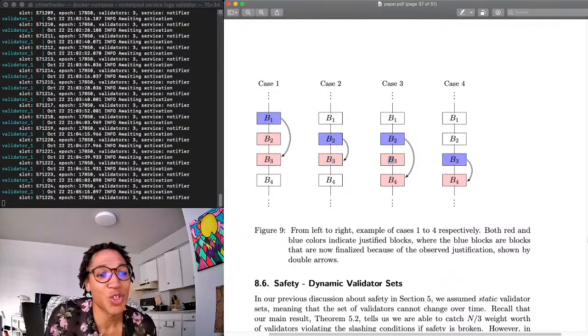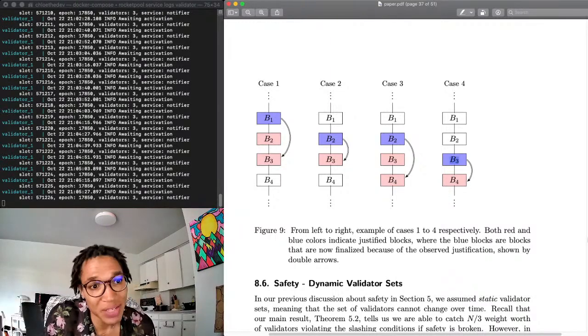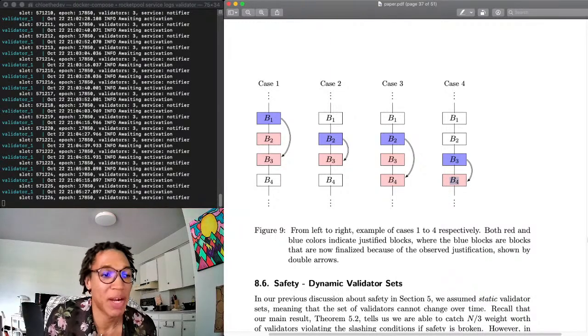Now here we're assuming that, again, all of these have already been justified. So this is justified, this is justified, this is justified. In this case, B2 is finalized now because B4 has provided the weight for that. And here B3 is finalized because B4 has provided the weight here.